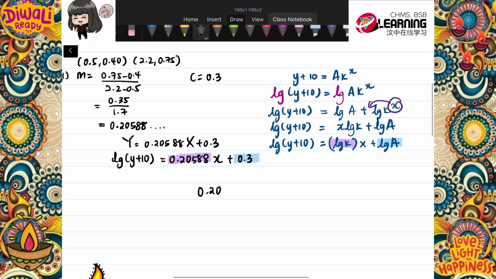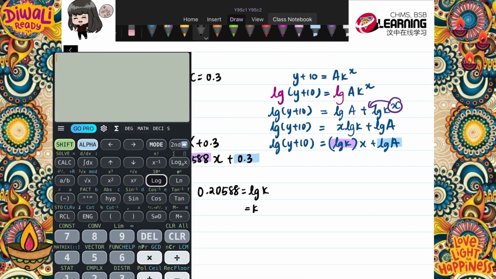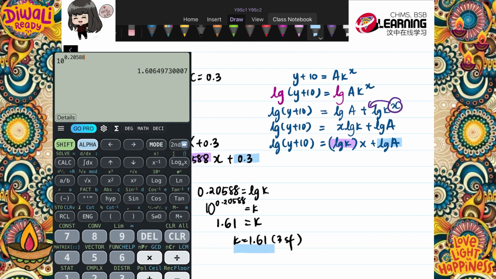Okay, so I'm gonna compare that. So 0.20588 equals log k. So my k, I move there, is 10 to the power of 0.20588. I get around 1.61 to 3 sig fig. Okay, so this is my answer for k.